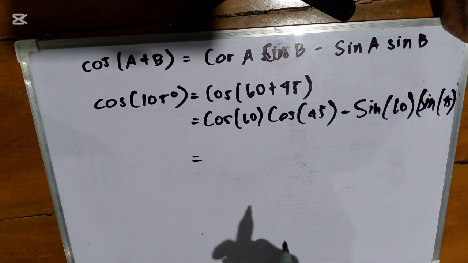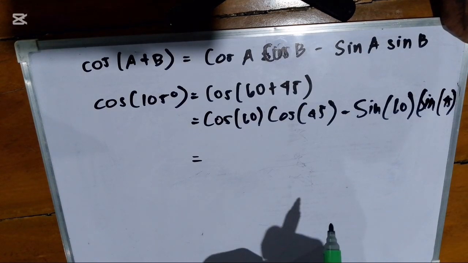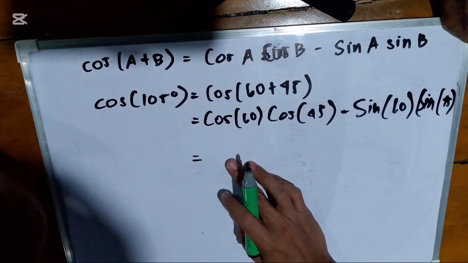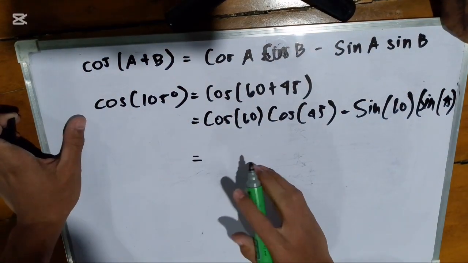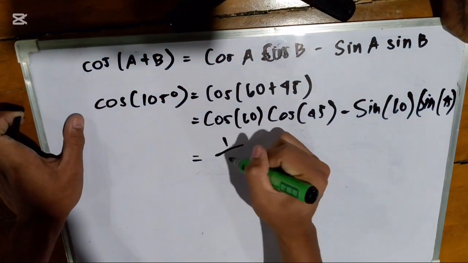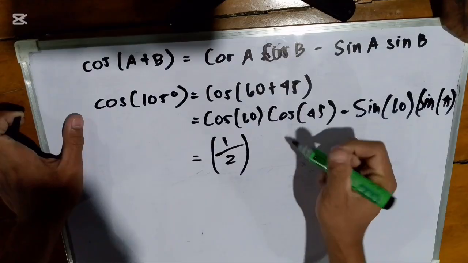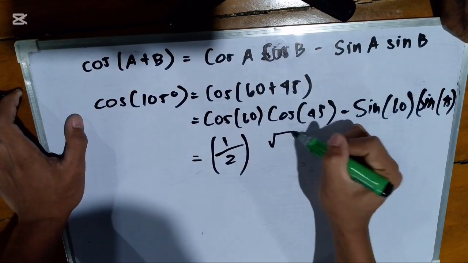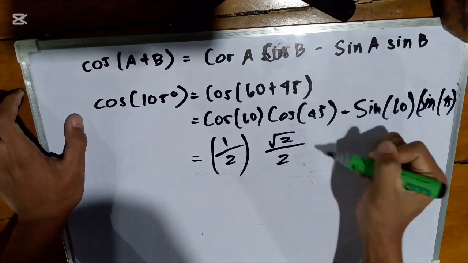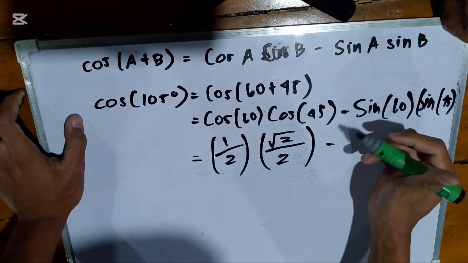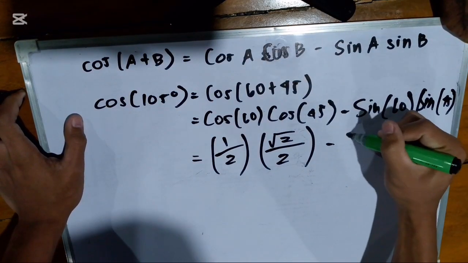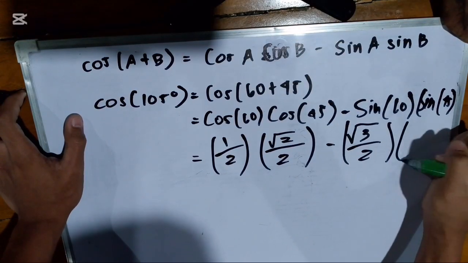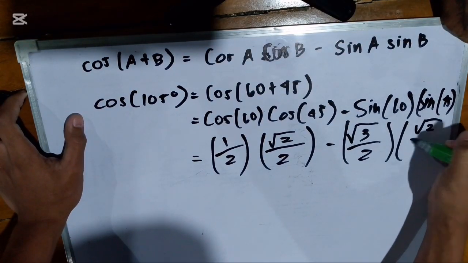And now let us locate their corresponding values. The value of cosine 60 in the unit circle is 1/2 multiplied by cosine 45, or root 2 over 2, minus root 3 over 2 multiplied by root 2 over 2.